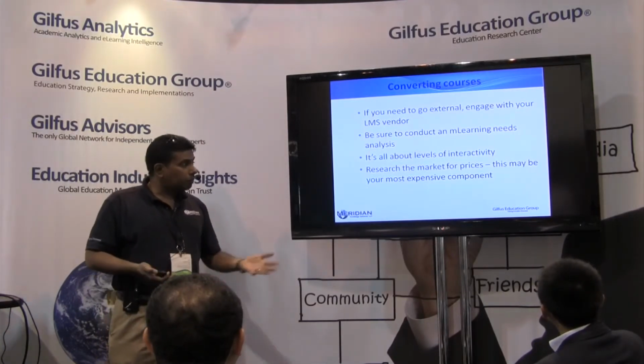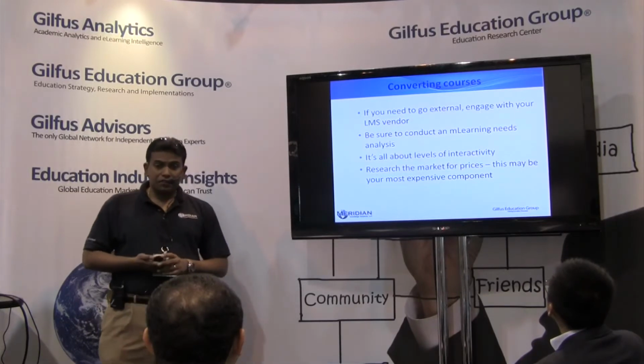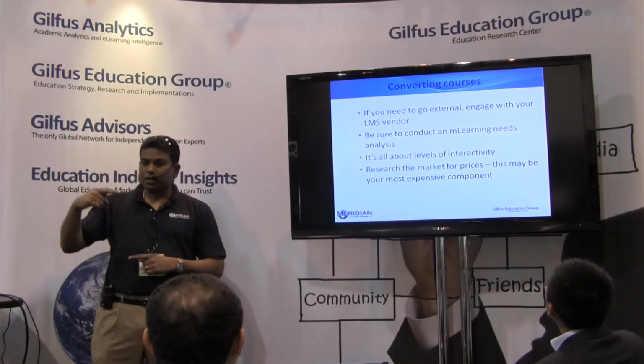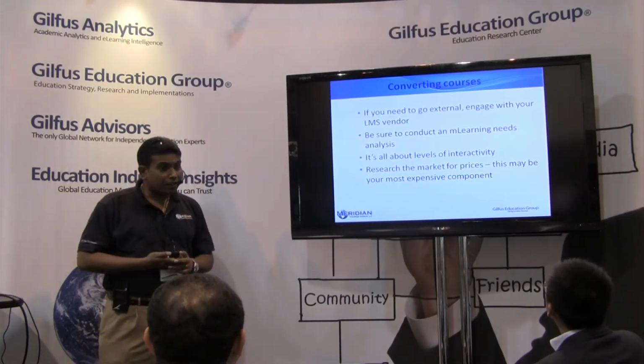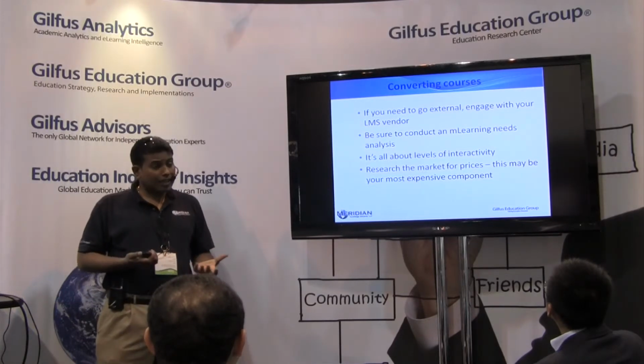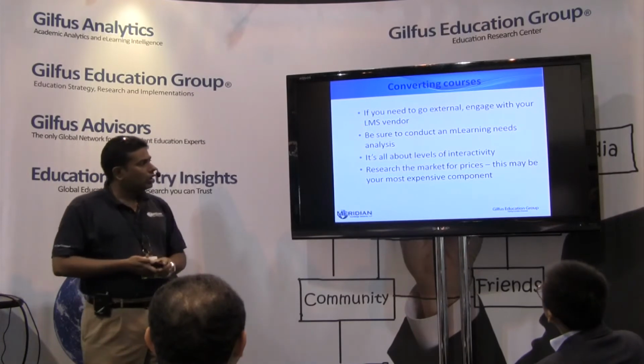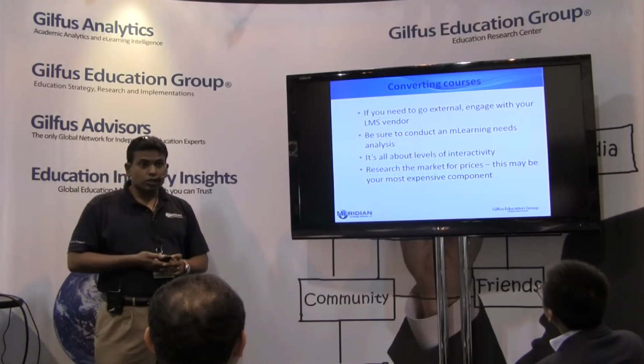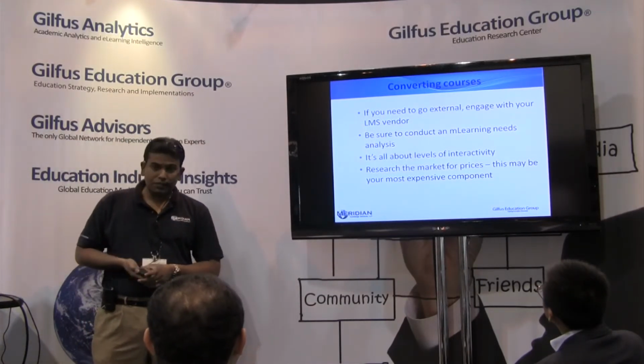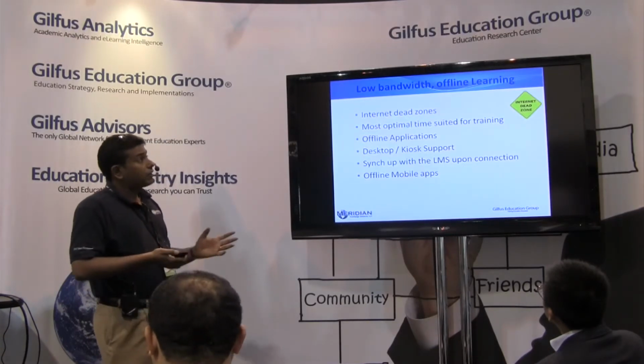Be very particular about the levels of interactivity. Your course content becomes more expensive as you increase the levels of interactivity. So on a mobile phone, it's not that recommended that you need to have high levels of interactivity. You can keep it low and keep your costs low. And then research the market for prices. Course conversion is going to be your most expensive component with everything.